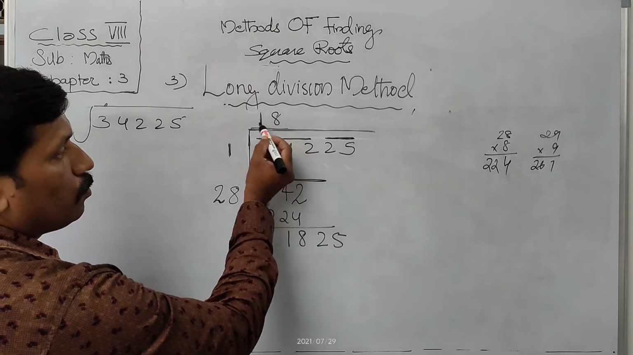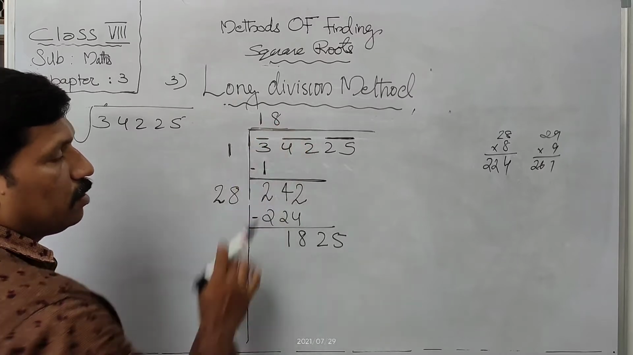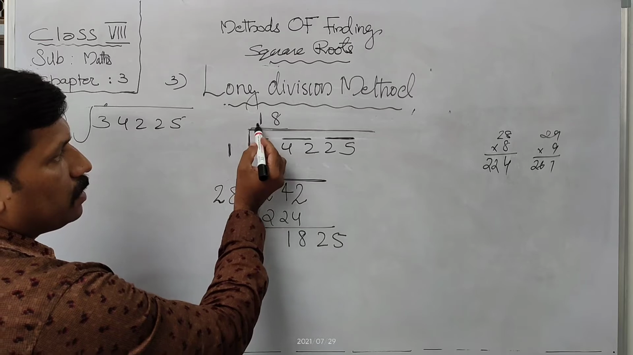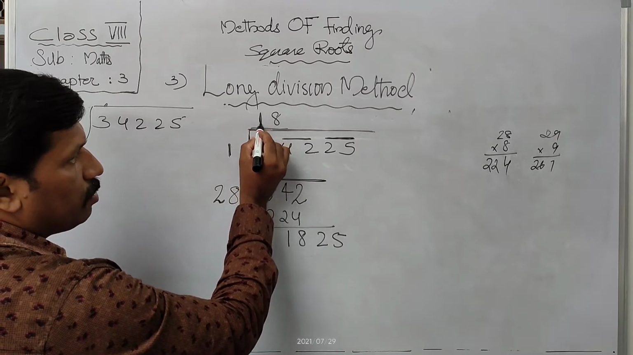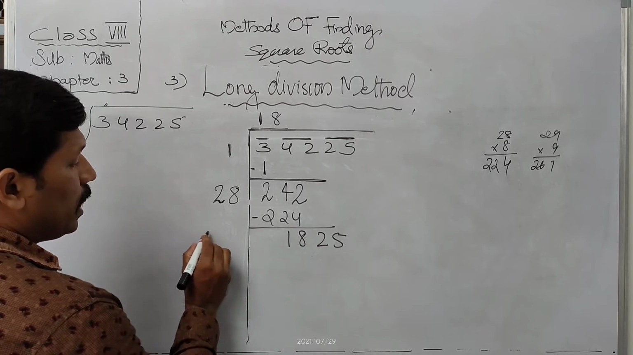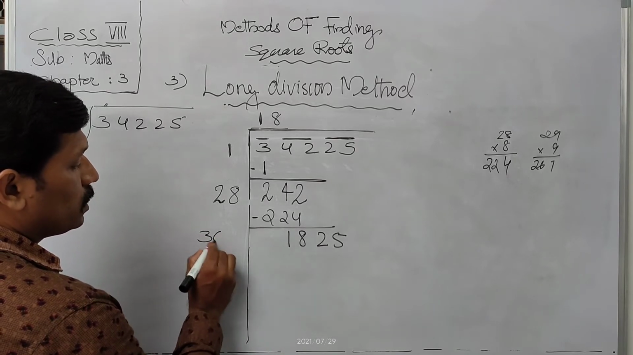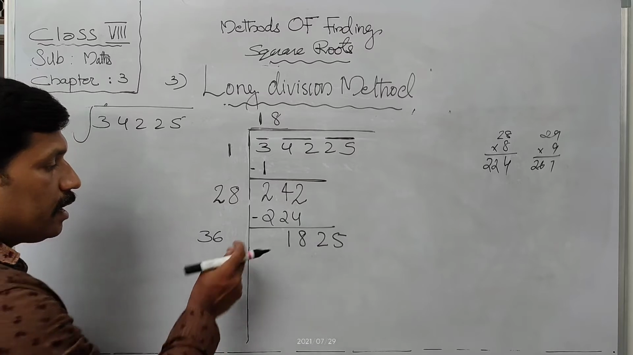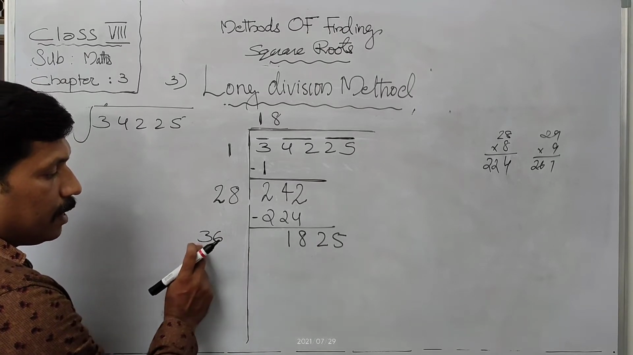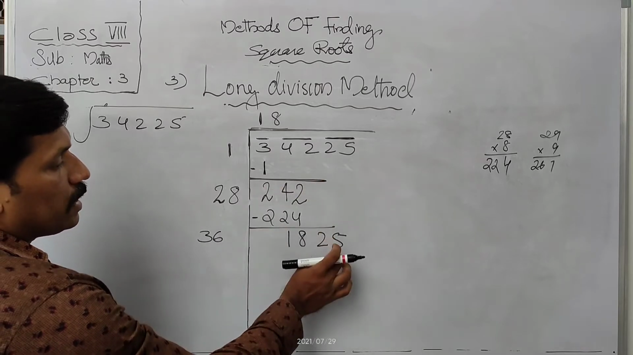We take the double of this 18, not 8. Here, don't take the double of 8, but this full number, the full quotient part, we have to double. 18 2s are 36. Or 18 plus 18 also you can do, 36. Then 36. Here we have to find a number. When we multiply by that number, it should be equal to or less than this number.